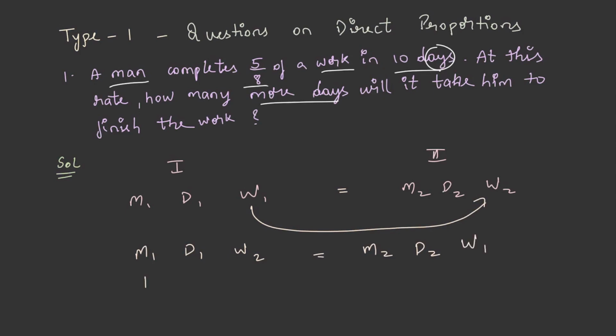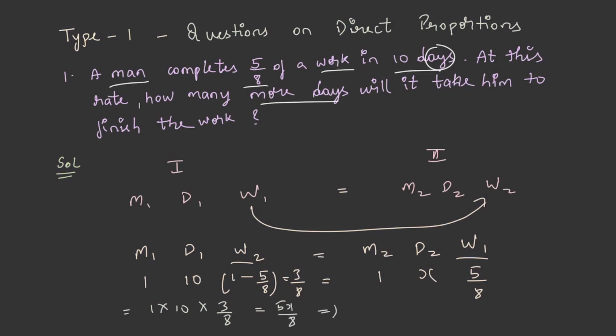As number of men in both the cases are 1, and in the first statement the number of days is 10 and we have to find out, let's name it as X, and the amount of work done in the first statement is 5 by 8, and what will be W2? The whole minus 5 by 8, that is 3 by 8. Therefore 1 into 10 into 3 by 8 is equal to 5x by 8, that is 30 by 8 into 8 by 5 is equal to x, and you'll be getting x is equal to 6. This is how we get the solution using this formula.